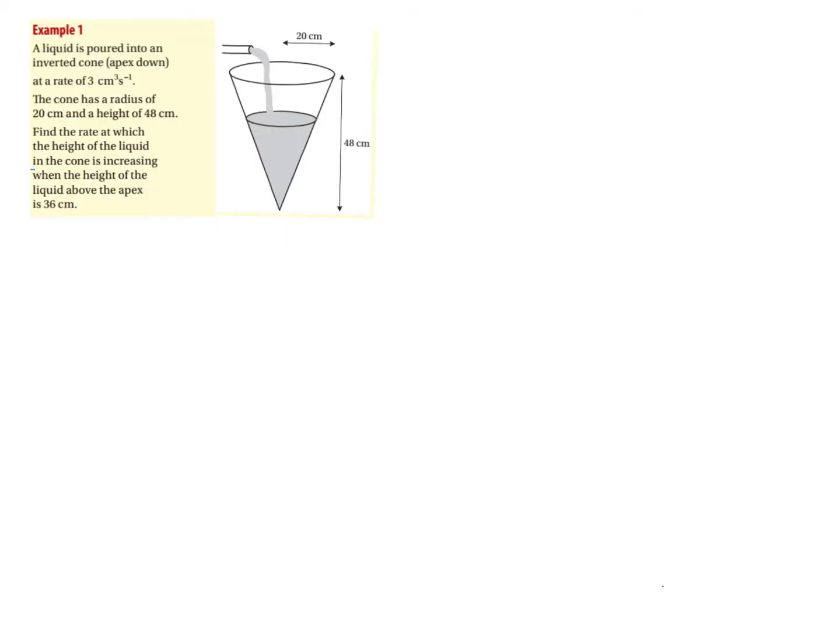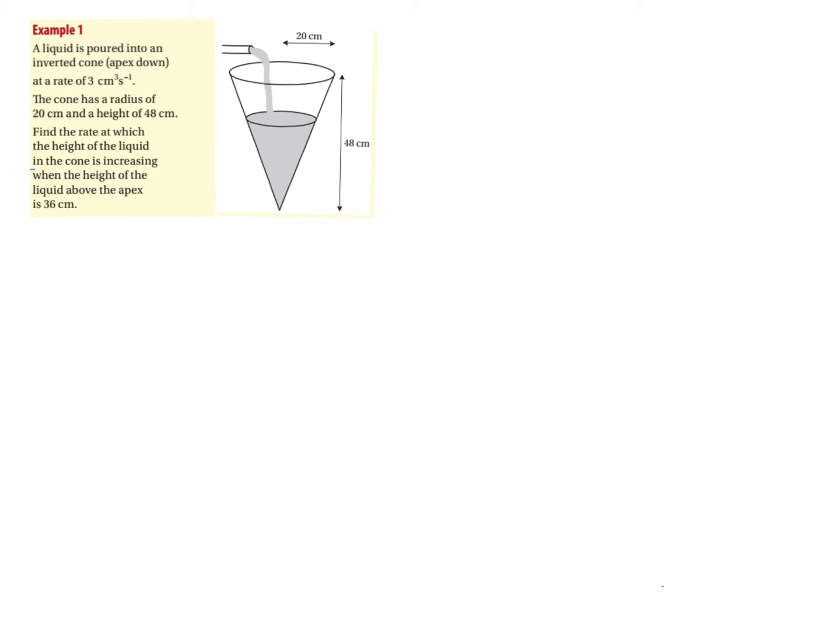It says here liquid is poured into an inverted cone, as you can see here, apex down, at a rate of 3 centimeters cubed per second. The cone has a radius of 20 and a height of 48. Find the rate at which the height of the liquid in the cone is increasing when the height of the liquid above the apex is 36.